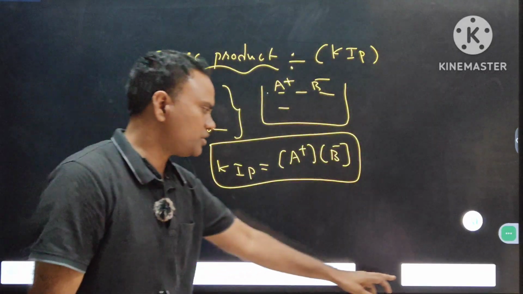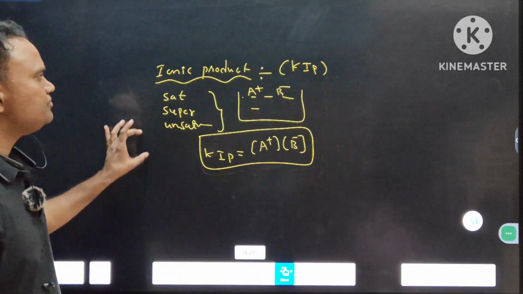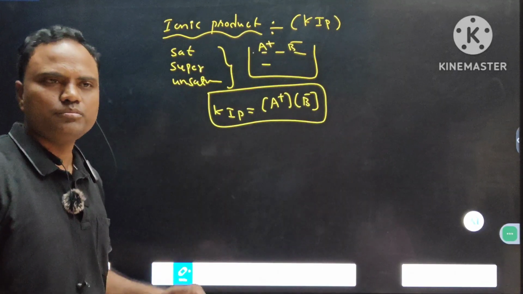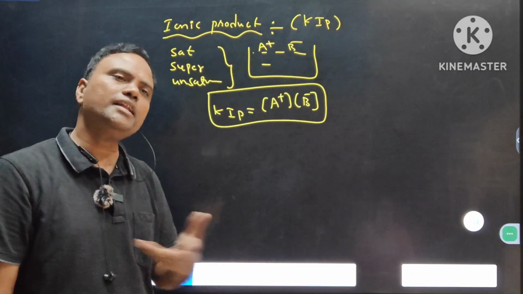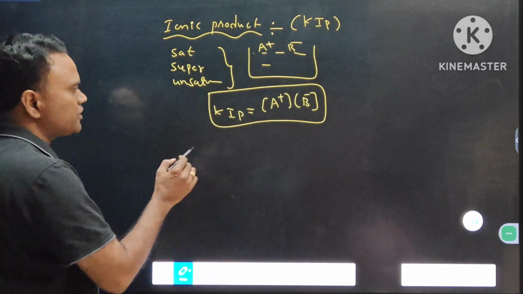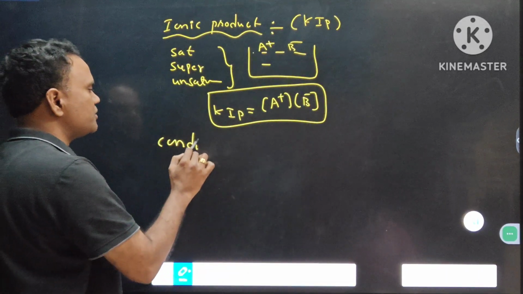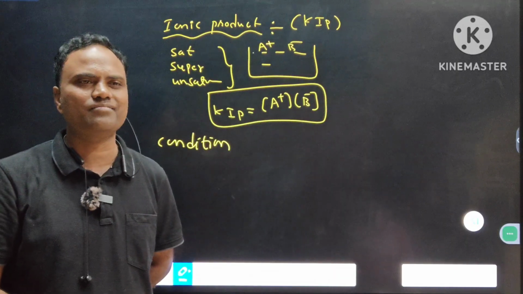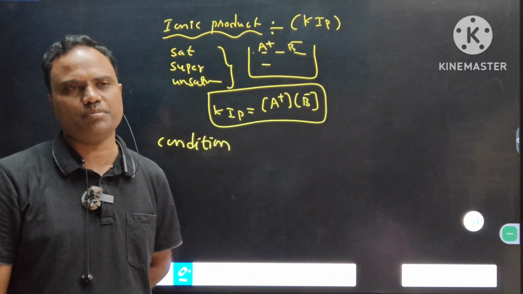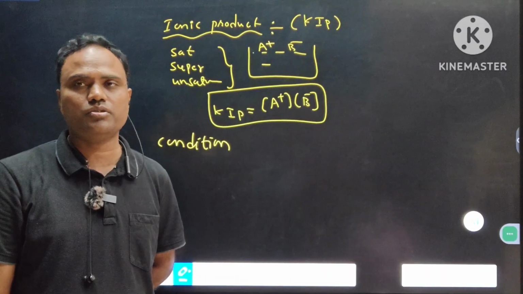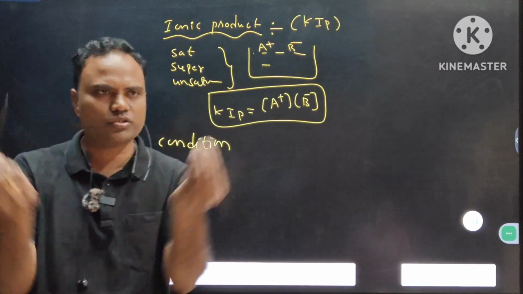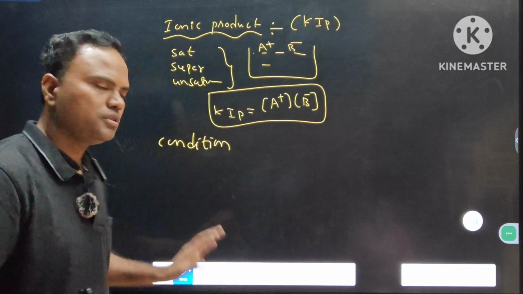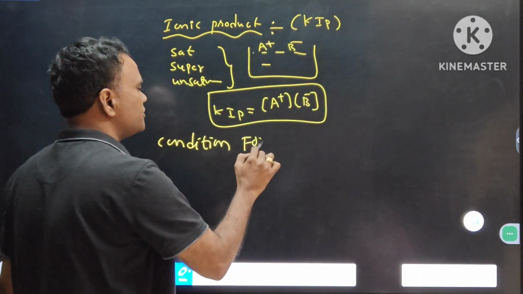Clear? Now, one important condition you have to write. The definition is clear for ionic product: product of concentration of cation and anion in any type of solution. One important condition for precipitation. What is the meaning of condition? See, when you add two different solutions, when does precipitation formation take place? This is also an important model. You are adding two salt solutions, whether precipitation formation will take place or not. Clear? Right. Condition for precipitation.